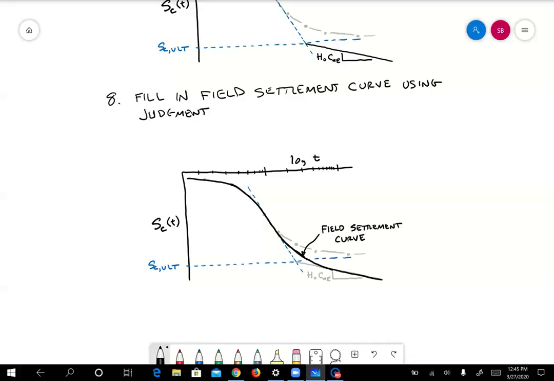So it's a pretty straightforward procedure if you wanted to incorporate the effects of secondary compression into your settlement calculation. This is a fairly straightforward and simple way of getting that done.